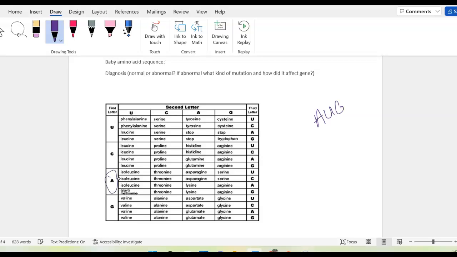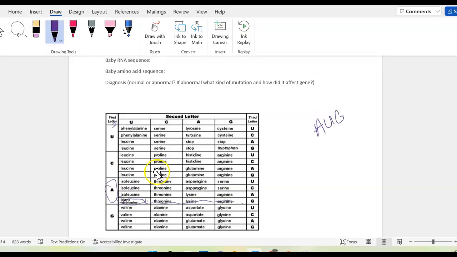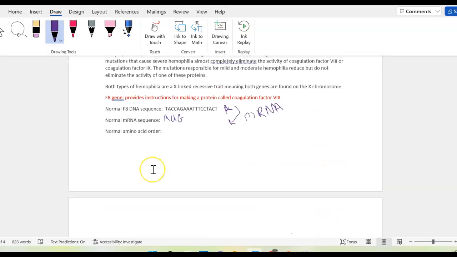So we would find A along the first, this is the first letter. Find the U as the second, so we know we're going to be in this box. Find the G over here, and it's called start, or methionine. So we would come over here and put start. That's the amino acid, right? Then you do the next two.